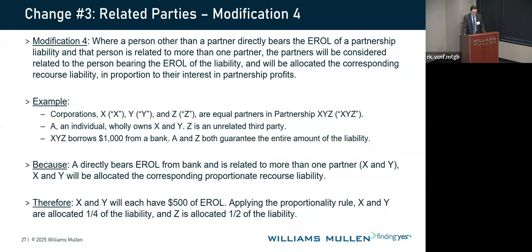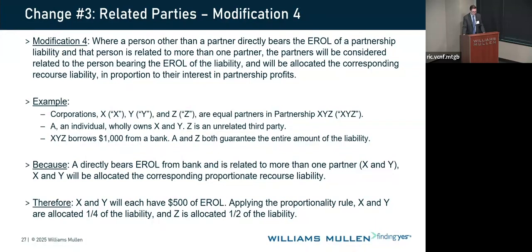So finally, we're looking at modification 4. Modification 4 is where a person other than a partner directly bears the economic risk of loss of a partnership liability, and that person is related to more than one partner. The partners will be considered related to the person bearing the economic risk of loss of the liability and will be allocated the corresponding liability in proportion to their interest in the partnership profits. So an example here would be corporations X, Y, and Z are all equal partners in partnership XYZ. A, an individual, wholly owns X and Y. Z is an unrelated party in this circumstance.